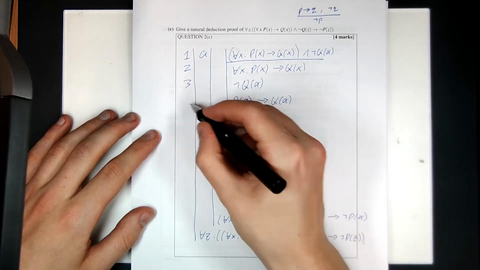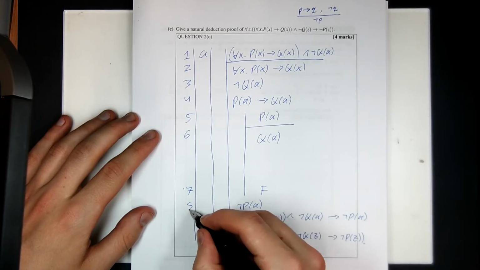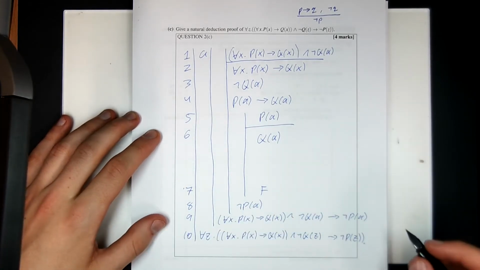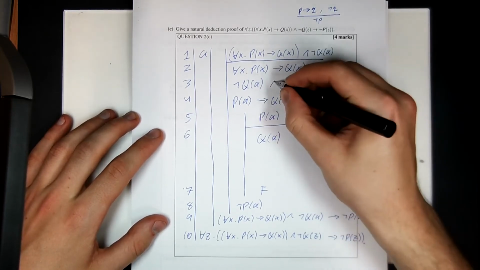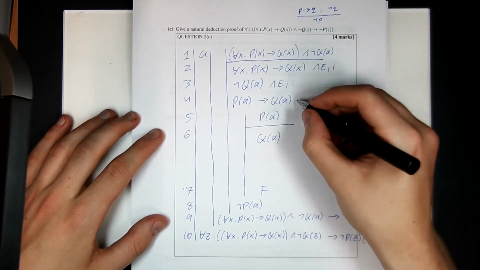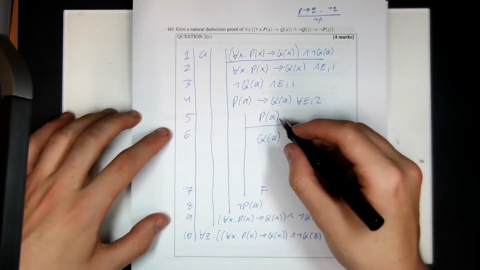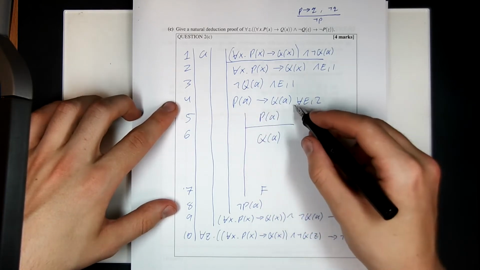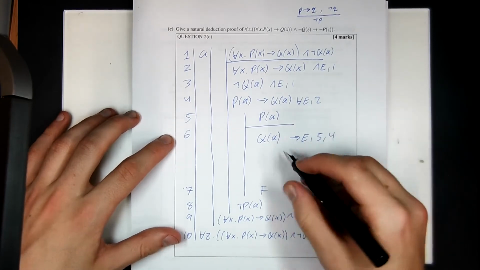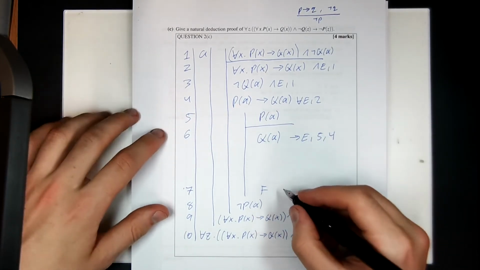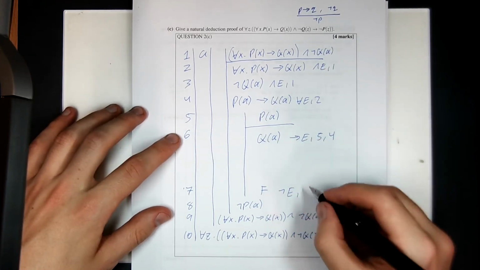Proof is done, so we put in our line numbers. 1, 2, 3, 4, 5, 6, 7, 8, 9, 10. That was an assumption. That was AND elimination line 1, and so was this. This was for all elimination line 2. This was an assumption. We have p of a. We have p of a implies q of a, therefore q of a by implication elimination lines 5, 4. These two terms contradict each other, so we have false by not elimination lines 6 and 3.